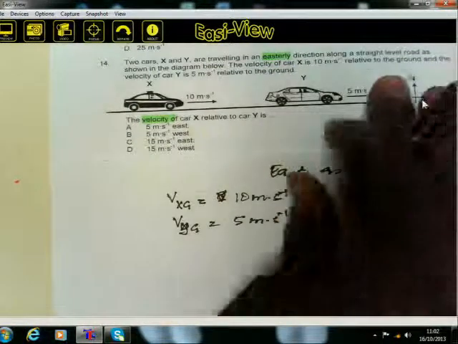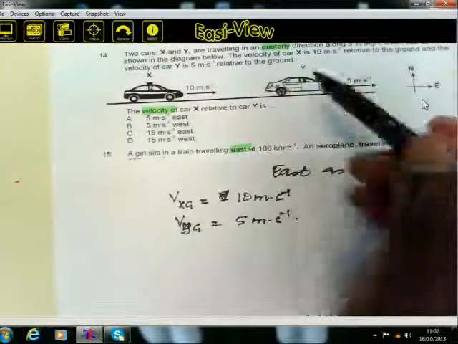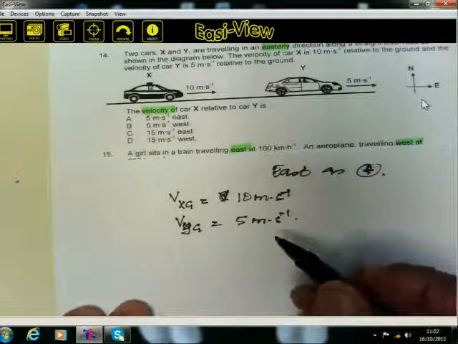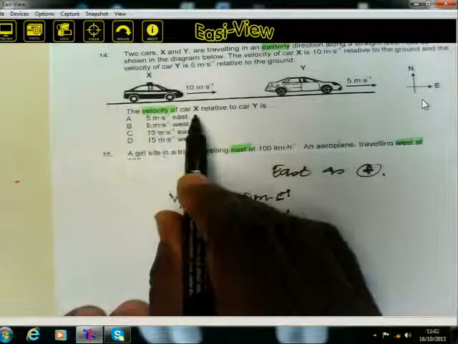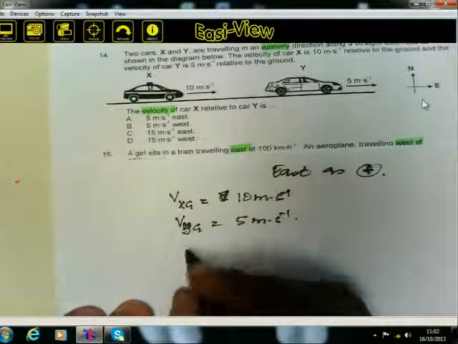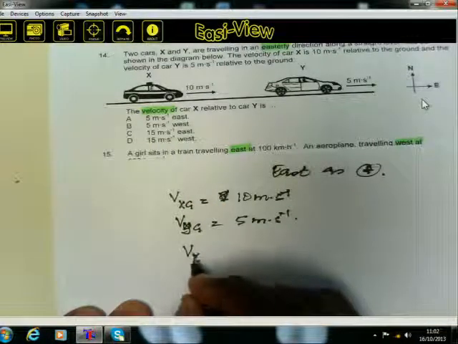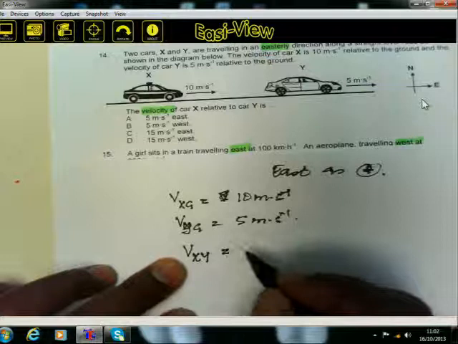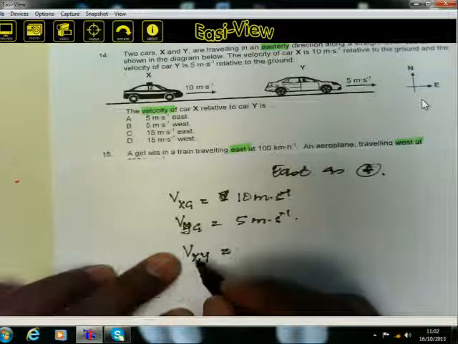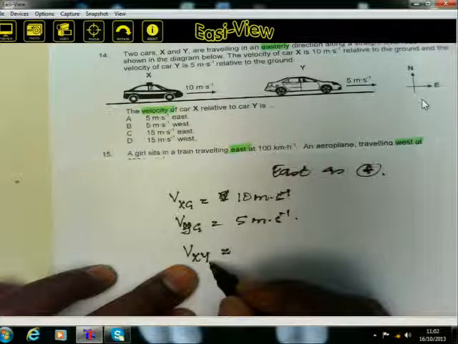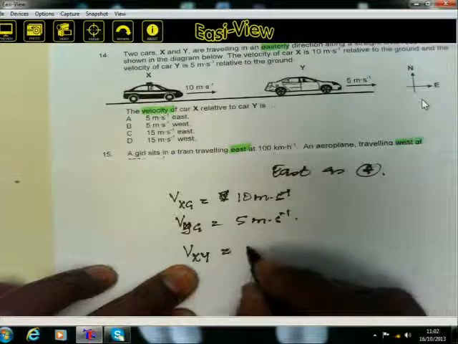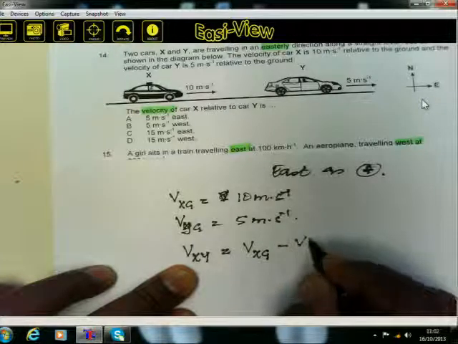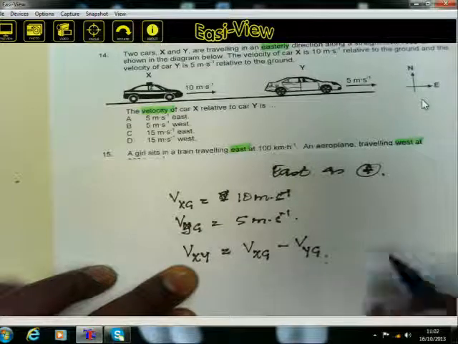Now let's see if we can see which of these answers is the one we are looking for. We are looking at the velocity of car x relative to car y. So the velocity of x relative to y will be given by the velocity of x relative to the ground minus the velocity of y relative to the ground.